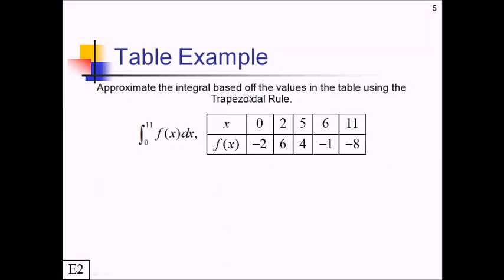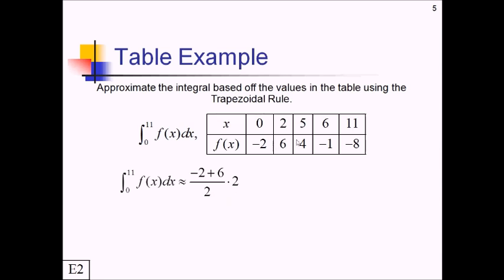For this one, you're approximating the integral from 0 to 11 of the function whose selected values are given in this table. Pause the video and see if you can get this one. All right, so we've got to do our trapezoidal rule. We've got, for our first area that we're adding up, negative 2 plus 6 over 2 times a base of 2. And again, we're writing approximately equals here.